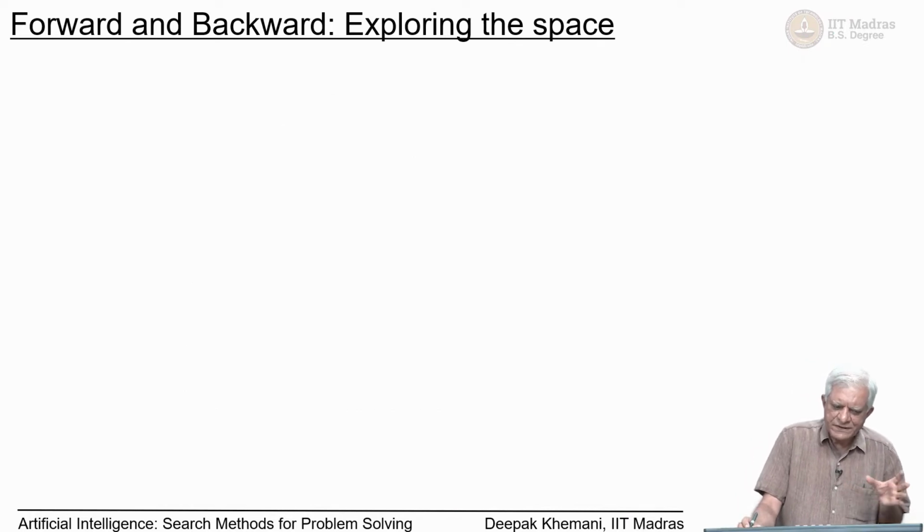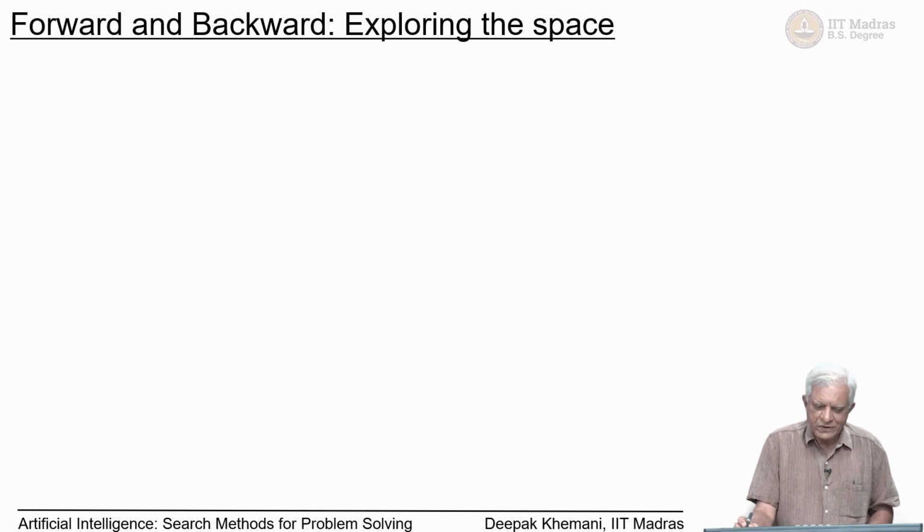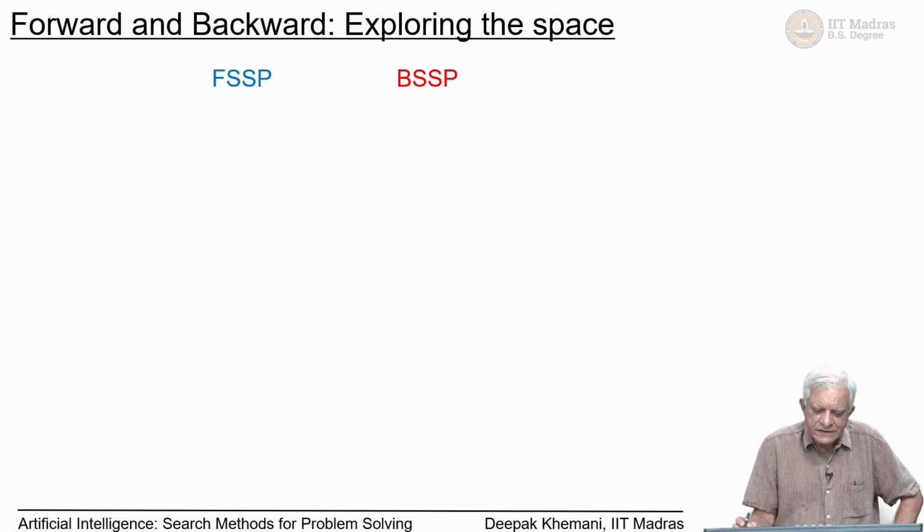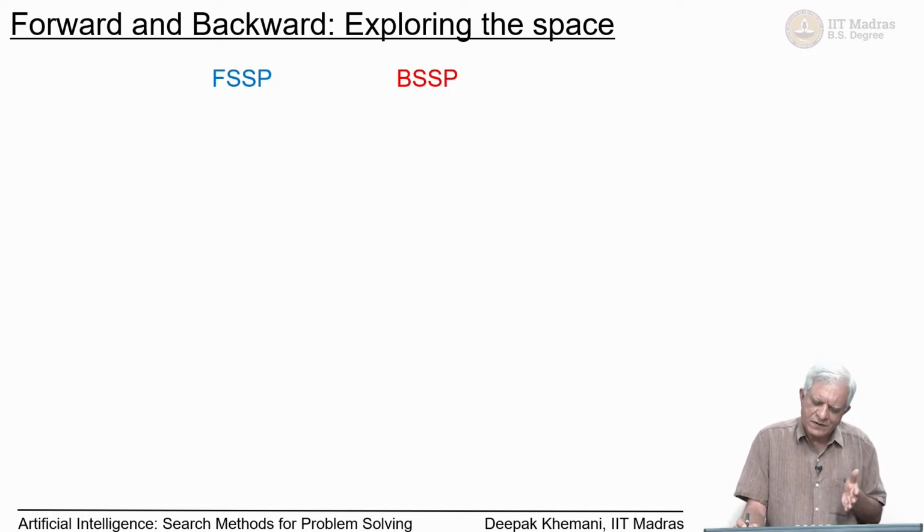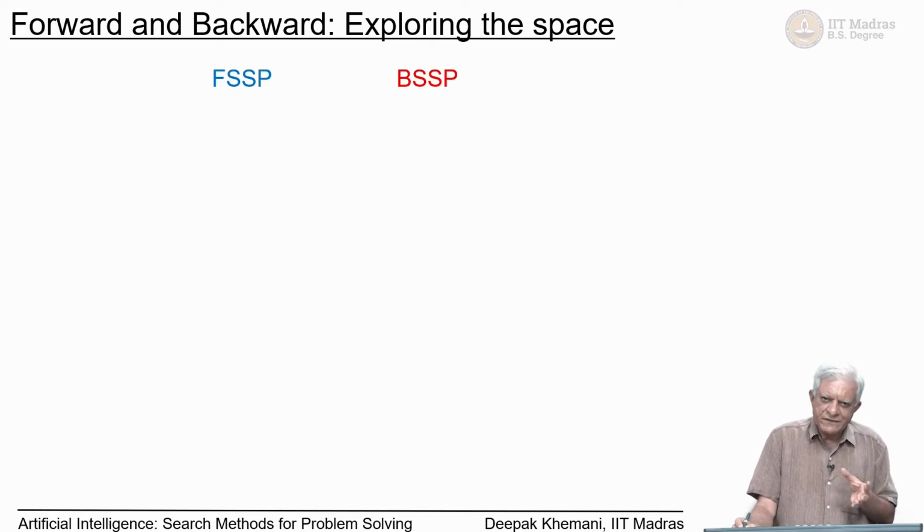So, let us do a comparison of forward and backward state space planning and how they explore the space. These are the two planners that we have seen. We have not written down the algorithms in detail, because the search algorithms carry forward from our earlier search algorithms, but we have seen that the mechanism is different: how we represent the operators, how we represent the state, and how we do the move generation, either in the case of forward state space or in the case of backward state space planning.